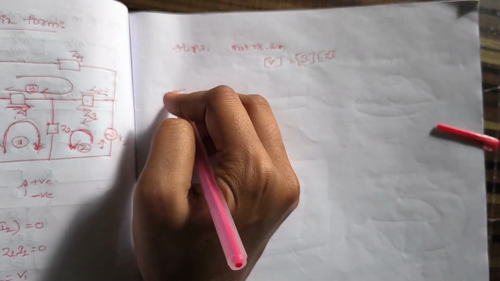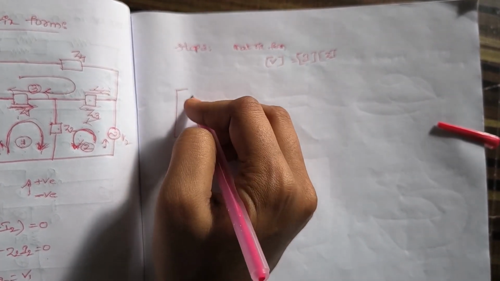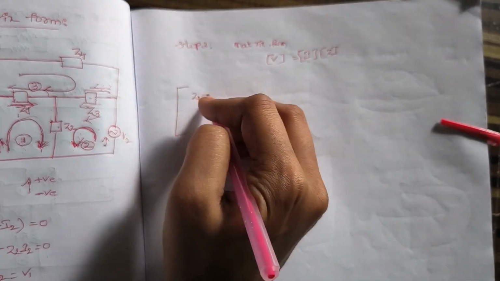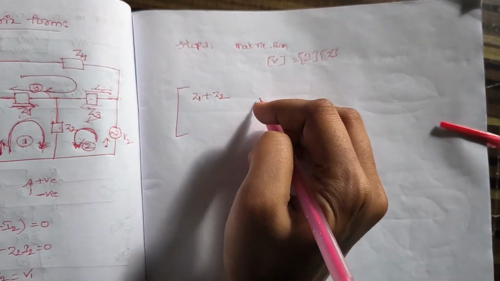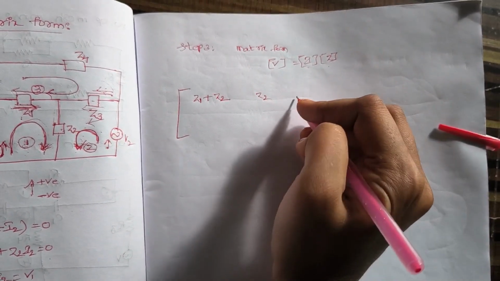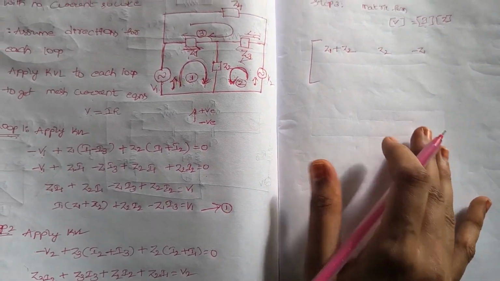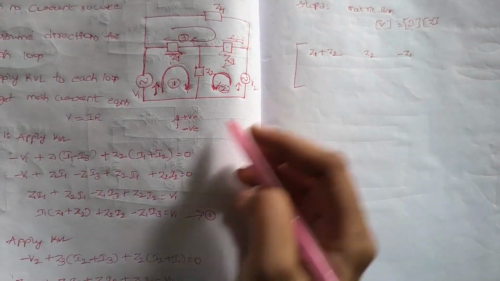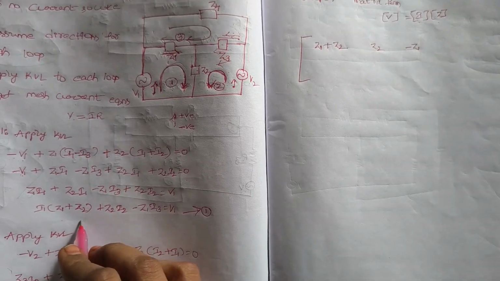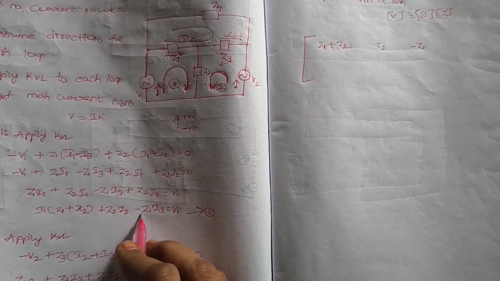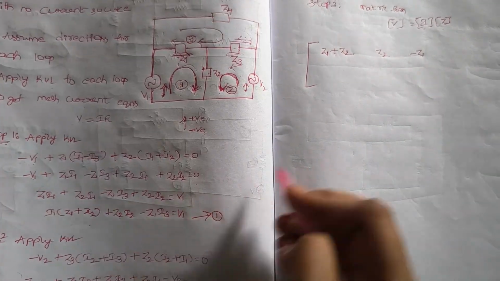So in equation 1, for the first place we have to write Z1 plus Z2. Next place is Z2. Next place is minus Z1. So first Z1 plus Z2, then Z2, and then minus Z1.